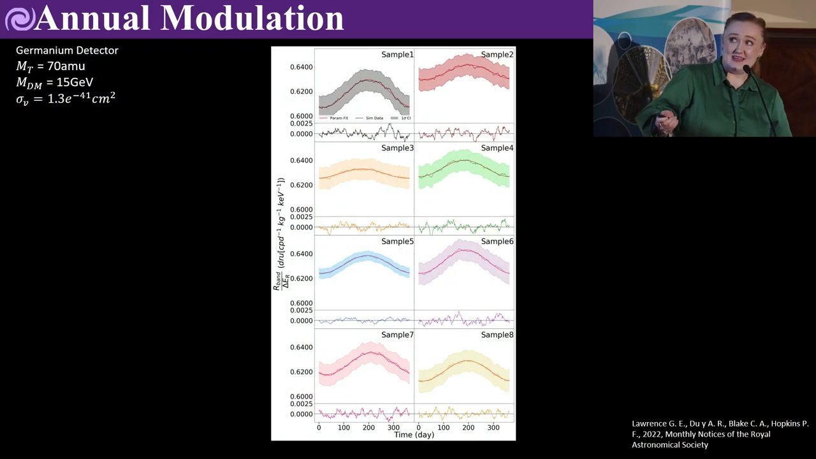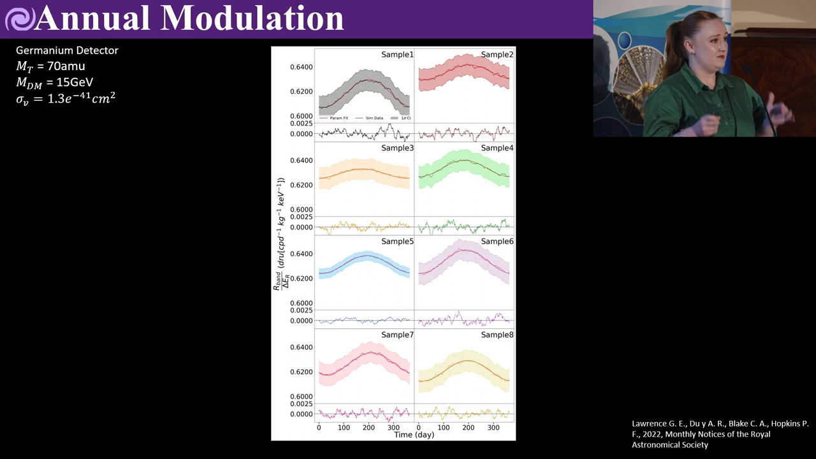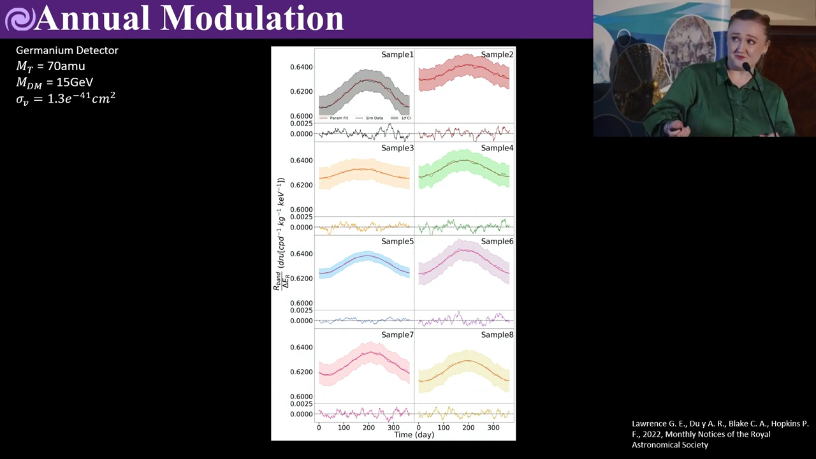What we're looking at here is a differential count rate. But all that really means is the number of dark matter particles a detector will find per day, per kilogram of detector, per small energy region. And that's as a function of time.